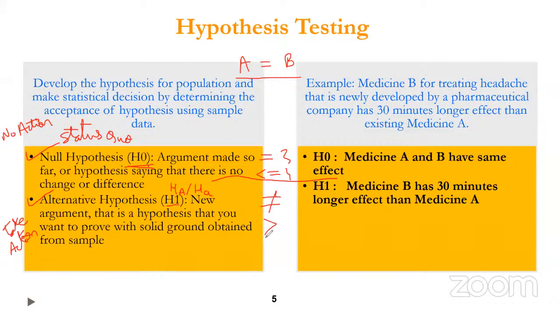So that is how you can assume null and alternate hypothesis. I'll give you a few more examples. In that case, assuming the null and alternate hypothesis will be more clear to all of you.